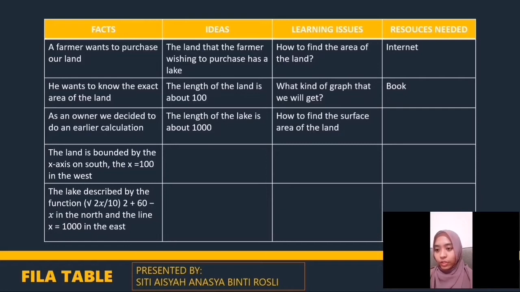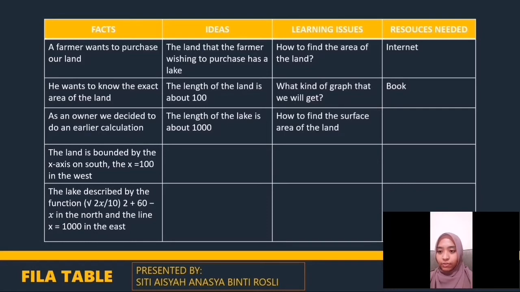Facts. A farmer wants to purchase our land. He wants to know the exact area of the land. As an owner, we decided to do an earlier calculation. The land is bounded by the x-axis on the south, the line x equal to 100 in the west, the lake described by the function (square root 2x over 10) to the power of 2, plus 60 minus x in the north, and the line x equal to 1000 in the east.